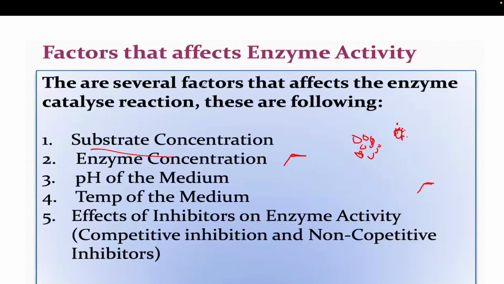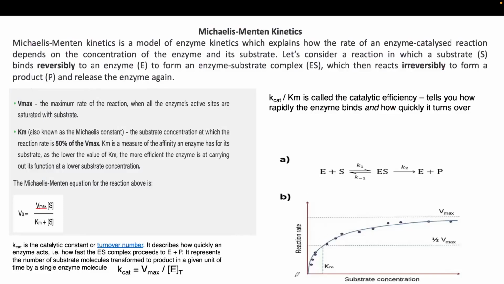Here we have seen that when you are increasing the substrate concentration, the rate is increasing, and at one particular point in time, when all the active sites are bound with the substrate, it does not increase further; it gets flattened. So this is what is also being said here: how the concentration of enzyme and its substrate influence the enzyme catalytic reaction is explained by Michaelis-Menten kinetics.